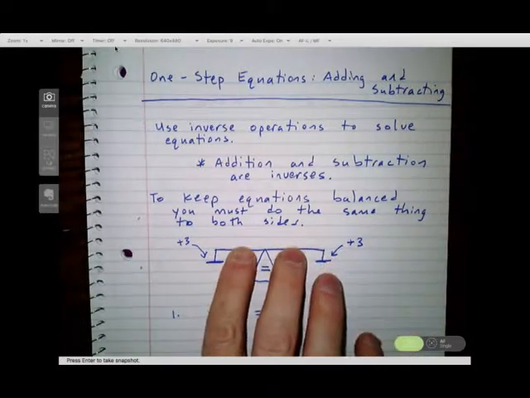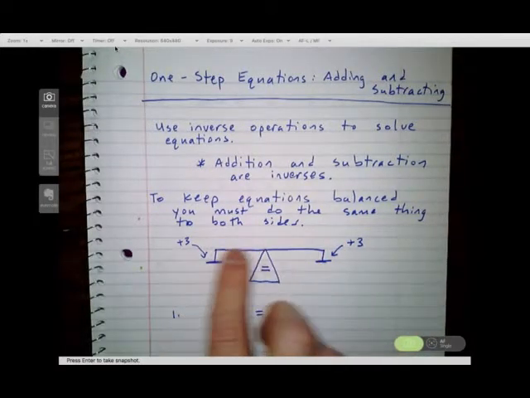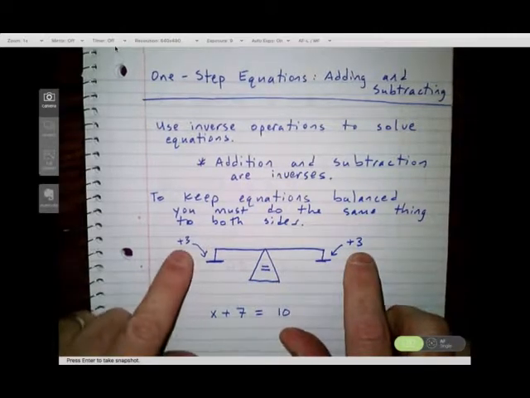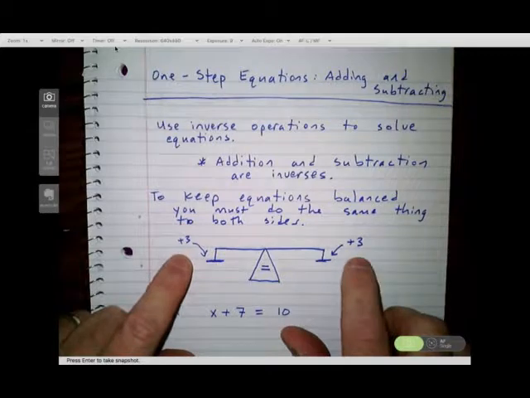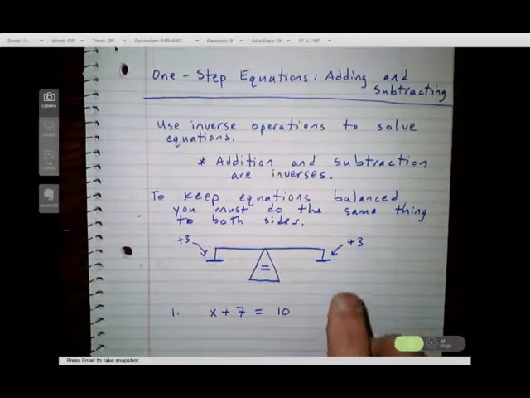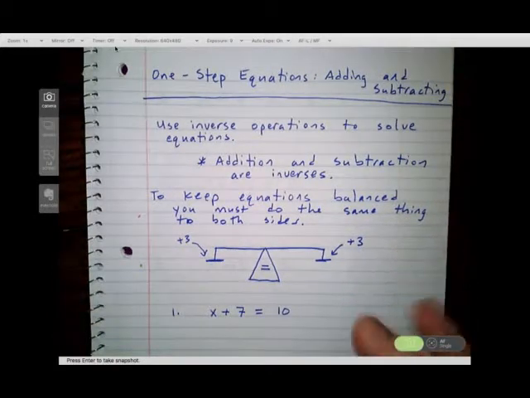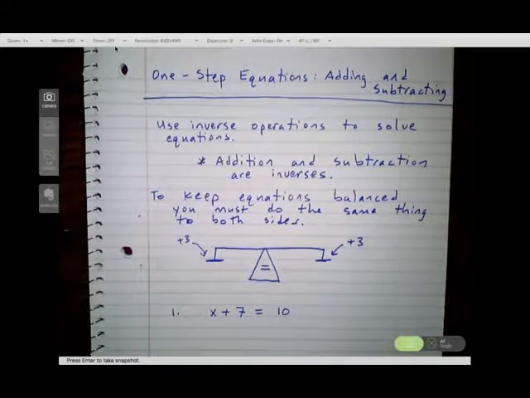To bring it back and keep it level and balanced, I have to add 3 to both sides of the equal sign. You'll see how that works again in a minute. But just remember, whatever you do to one side, you have to do to the other. Okay, let's look at a few examples, and I think it'll be pretty straightforward.